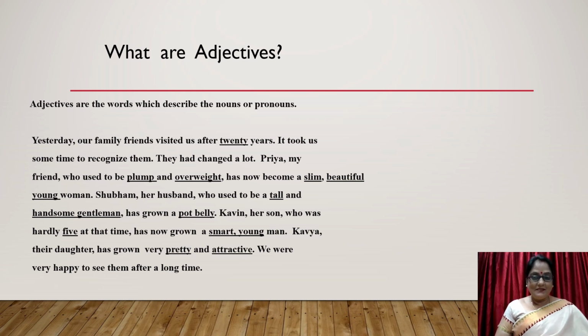So, my dear students, have you noticed something in this paragraph? Yes, let me tell you. I have underlined some of the words: 20, plump, overweight, slim, beautiful, young, tall, handsome gentleman, pot belly, 5, smart, young man, pretty, attractive.